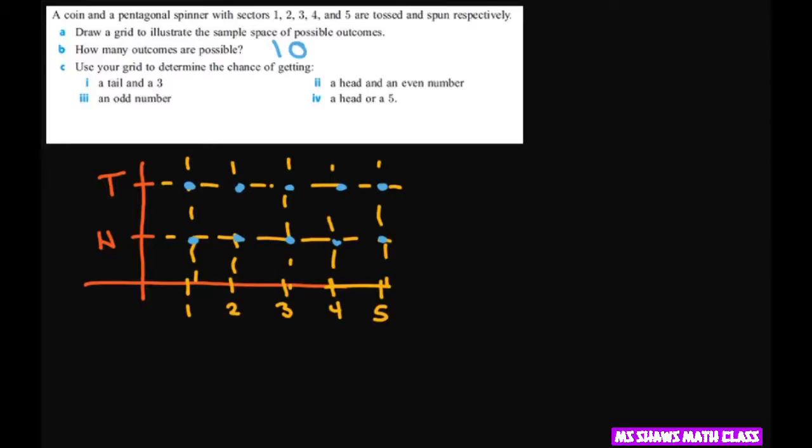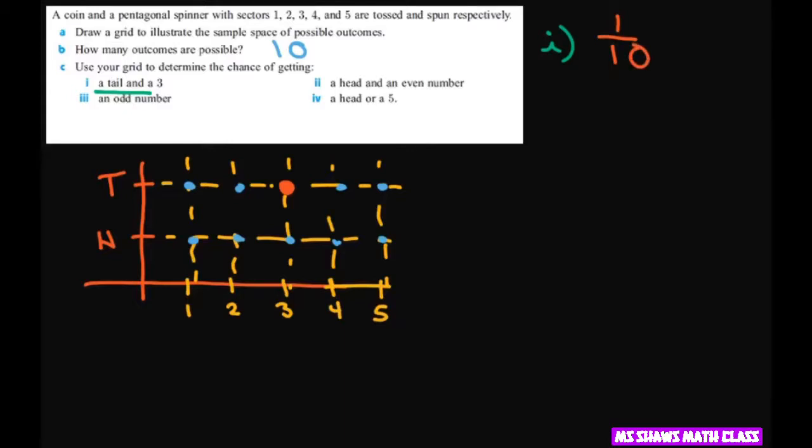Okay, we're going to use our grid to find some answers here for part I, double I, and so on. So for I, a tail and a 3. So it has to be together. So here's your tail and your 3. So that's just going to be 1 out of 10.